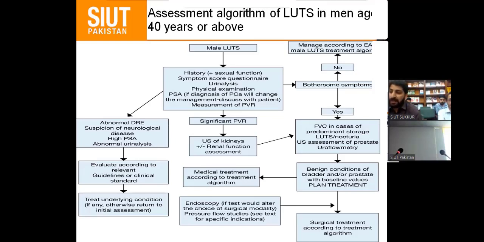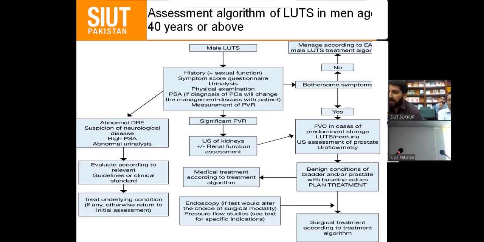If there is a benign condition of the bladder or the prostate with baseline values, then planned treatment, surgical treatment according to the algorithm, or medical treatment according to the algorithm. If there is a significant post-void residual volume, then ultrasound of the kidney or renal function assessment, then again we will perform the FVC, ultrasound assessment of the prostate, UFM, then we can decide accordingly about the medical treatment or surgical treatment.